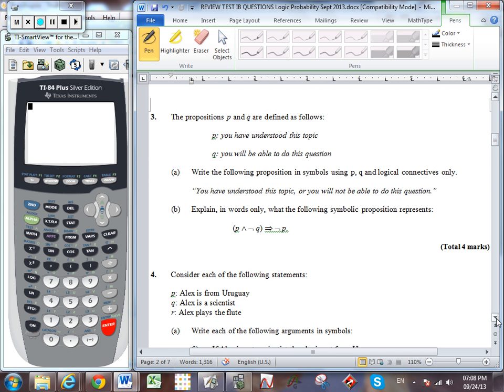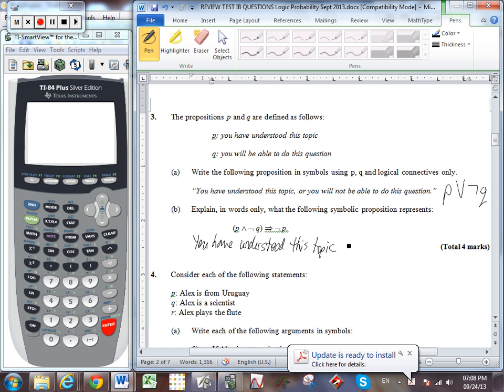So, two propositions have been given. We need to write this one in symbols. You have understood this topic, that is P, or you will not be able to do this question. A fairly accurate statement, it seems. Part B, explain in words only what this represents. Alright, so we've got P and not Q. So, you have understood this topic, and you are not able to do this question.